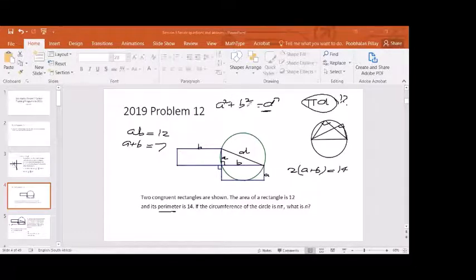So this is 3 squared plus 4 squared. That's 25. So d squared is 25. A and b are 3 and 4. So this is 25. D is 5. So the d is 5. So therefore the circumference is 5 pi. But 5 pi equals n pi. So n is 5.